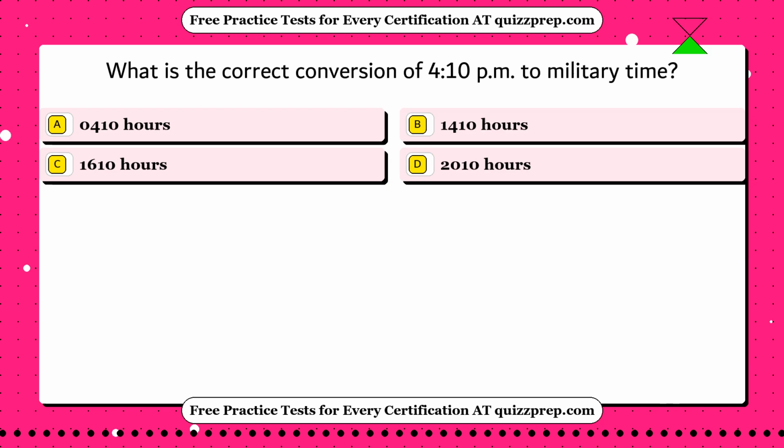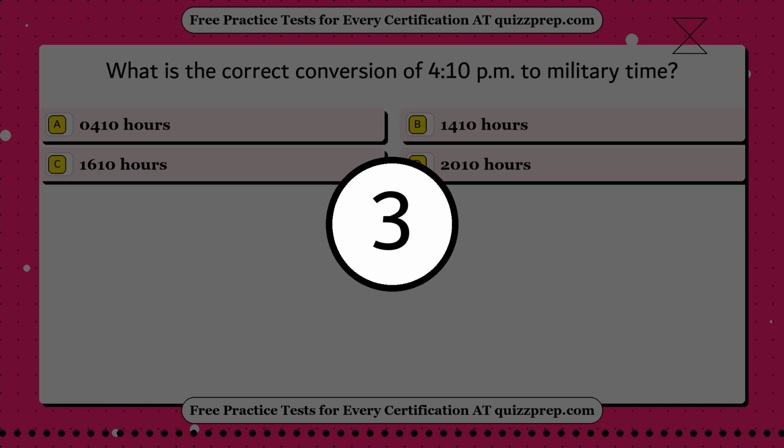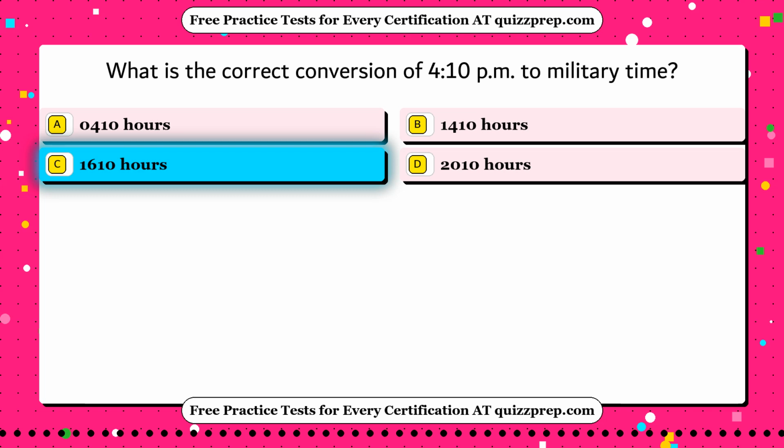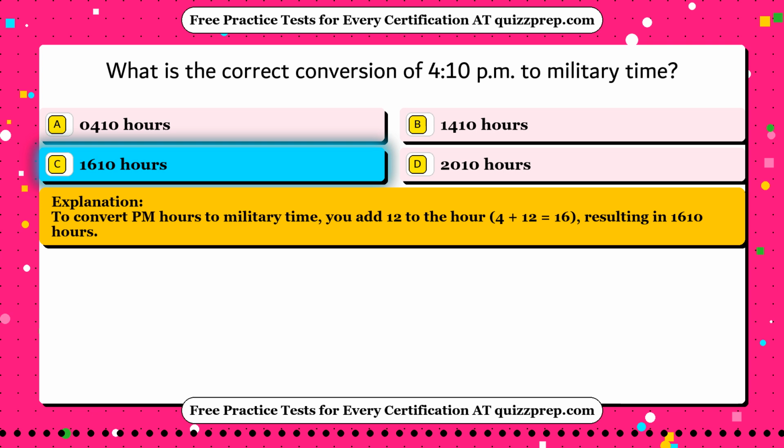Question 25. What is the correct conversion of 4:10 p.m. to military time? Option A, 0410 hours. Option B, 1410 hours. Option C, 1610 hours. Option D, 2010 hours. The correct answer is Option C, 1610 hours. To convert PM hours to military time, you add 12 to the hour. 4 plus 12 equals 16, resulting in 1610 hours.